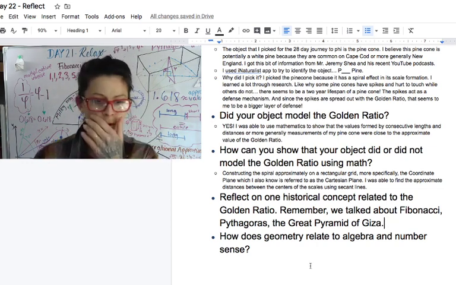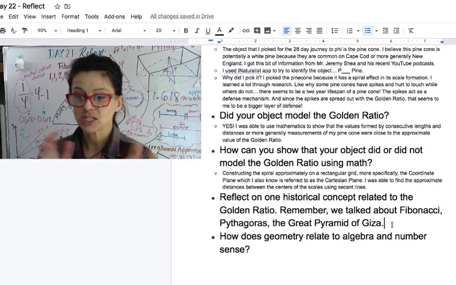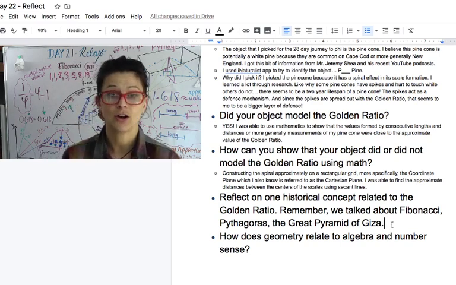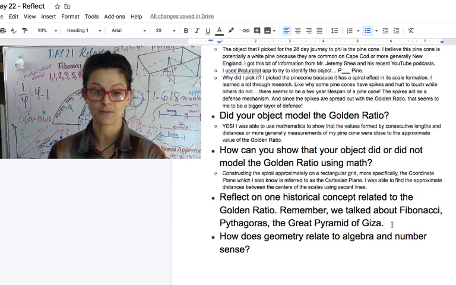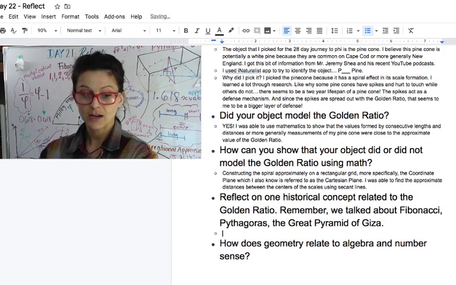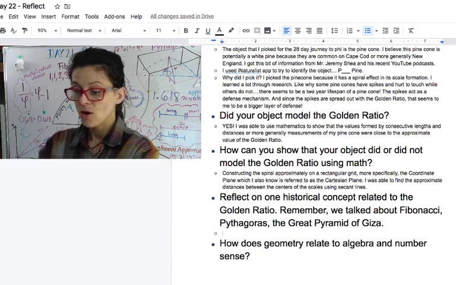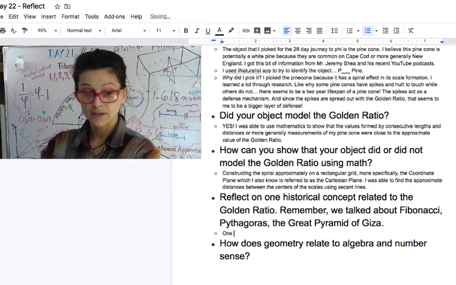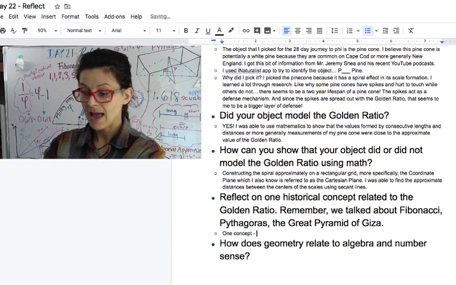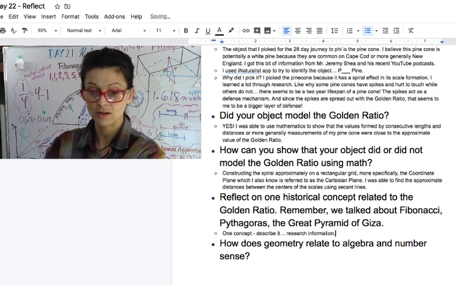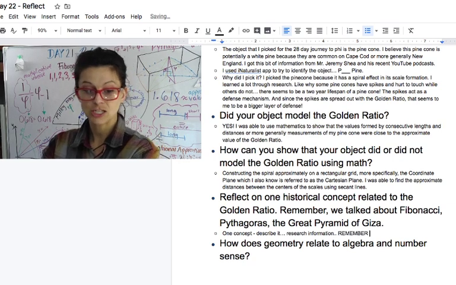All right, I have 1 more minute. Okay, quickly. So just to give you 15 minutes to get writing on your own, reflect on one historical concept related to the golden ratio. Remember, we talked about Fibonacci, Pythagoras, and the Great Pyramid of Giza. So here, just to get you started, you could do one concept, if that seems like a good fit for you, and describe it, research information, remember citations.